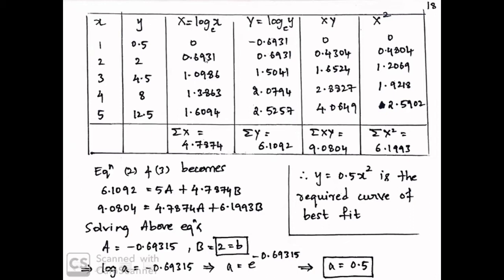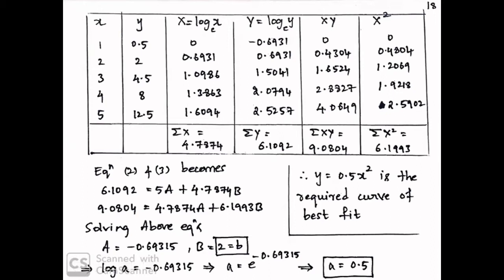So when we take a sum along the column, summation capital X is 4.7874. Summation capital Y is 6.1092. Summation XY is 9.0804. Summation X square is 6.1993. So we have the normal equations 2 and 3. The equation 2 becomes 6.1092 equal to 5A plus 4.7874B. And the second normal equation, that is equation 3, becomes 9.0804 equal to 4.7874A plus 6.1993 into B. Here capital A and capital B are the unknowns. We can get the values of the unknowns by solving these two simultaneous linear equations with two unknowns.